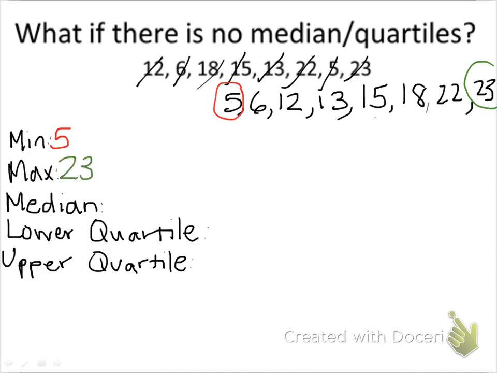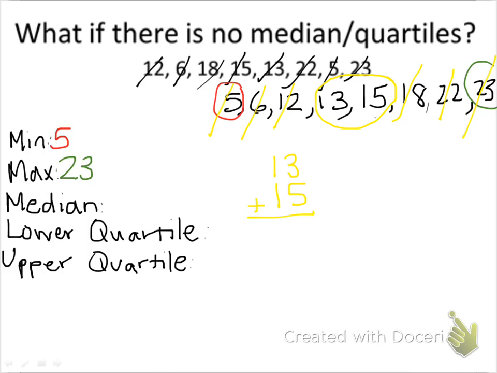Next, we need to find our median. So we need to do the counting, or the crossing out. I'm going to cross out our biggest and our smallest, 6 and 22, 18 and 12, and then I'm left with 2 numbers in the middle. Hopefully you remember from class, when we have this, we're going to add them together and then divide by 2. We're going to find the mean of those 2 numbers.